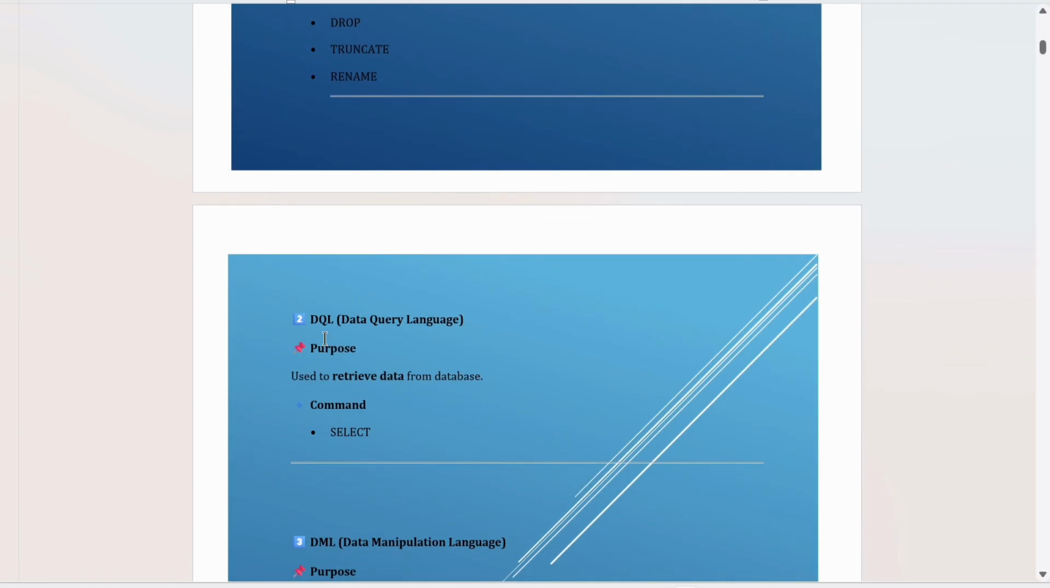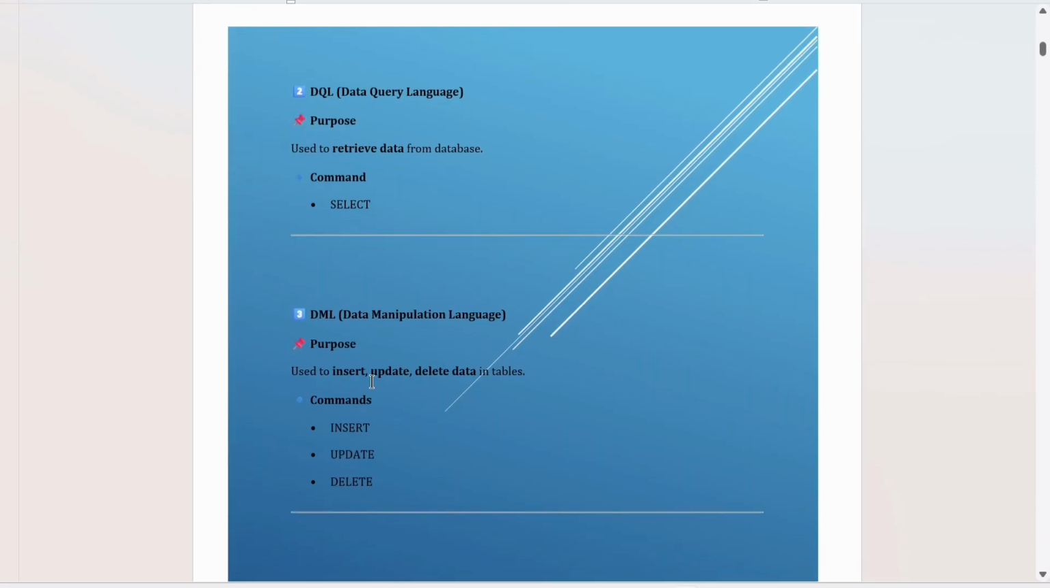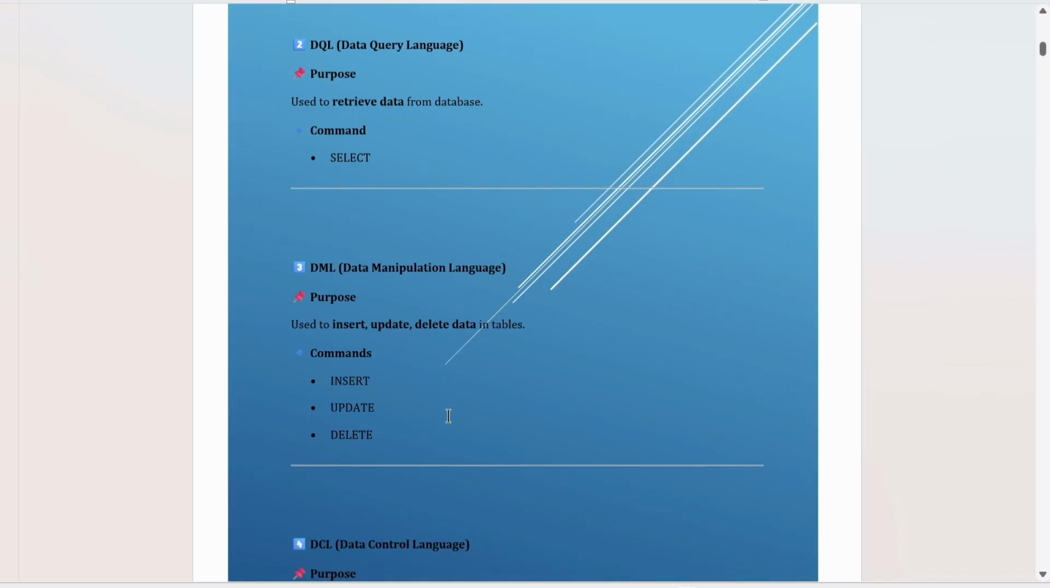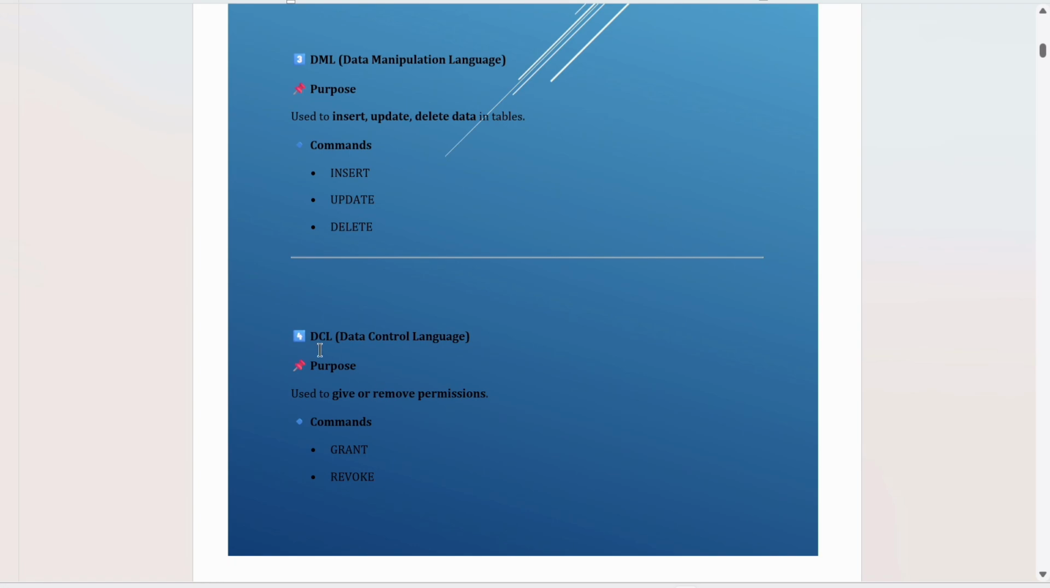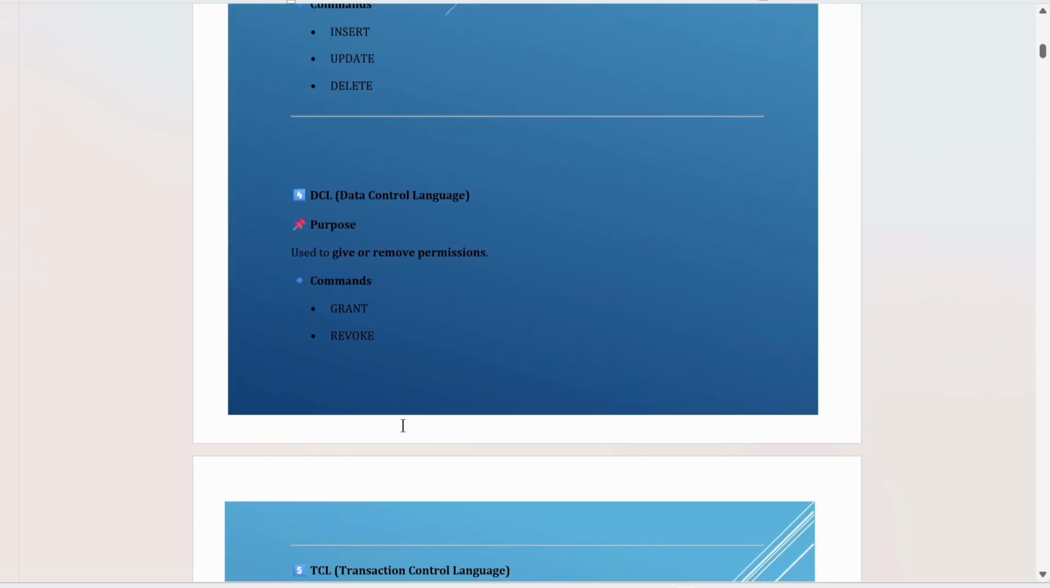And the next one is DQL. This stands for data query language, and it is used to retrieve data from the database, and under it we'll be having the select command. The third one is DML, which stands for data manipulation language, and this command is used to insert, update, delete data in tables, and we'll be having the commands insert, update and delete. And the fourth one is DCL, data control language, and this command is used to give or remove permissions. Under it we'll be having the commands grant and revoke.